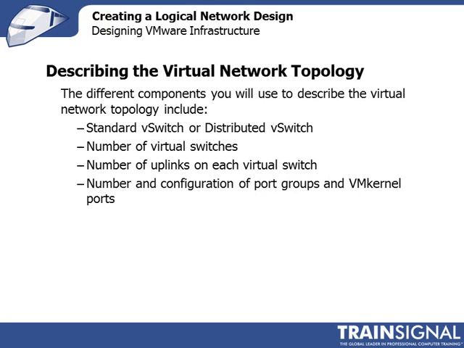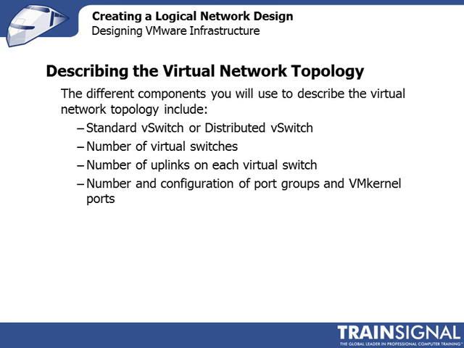First, we'll talk about how we go about describing the virtual network topology. There's a number of different components that you're going to use to describe the virtual network topology. Those components include whether or not you'll be using a standard vSwitch or a distributed vSwitch. And if you are going to use a distributed vSwitch, whether you will use the VMware distributed vSwitch or a third-party vSwitch, such as the Cisco Nexus 1000V or the IBM distributed virtual switch.